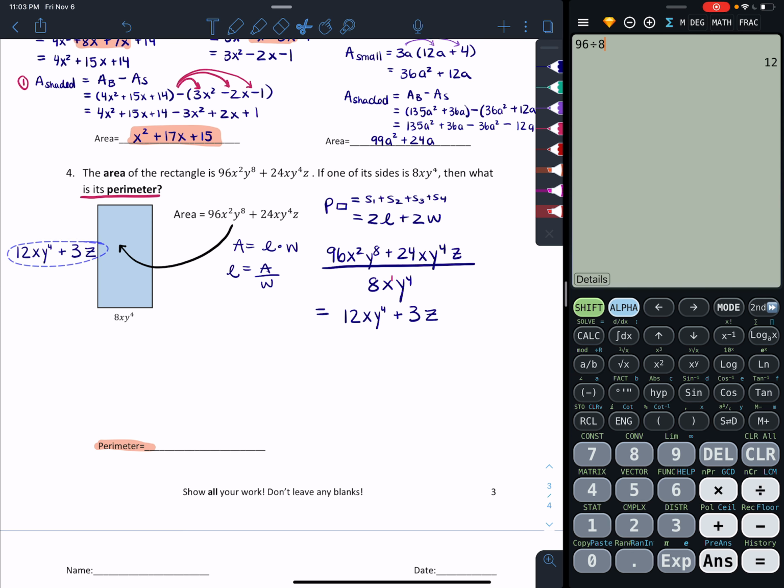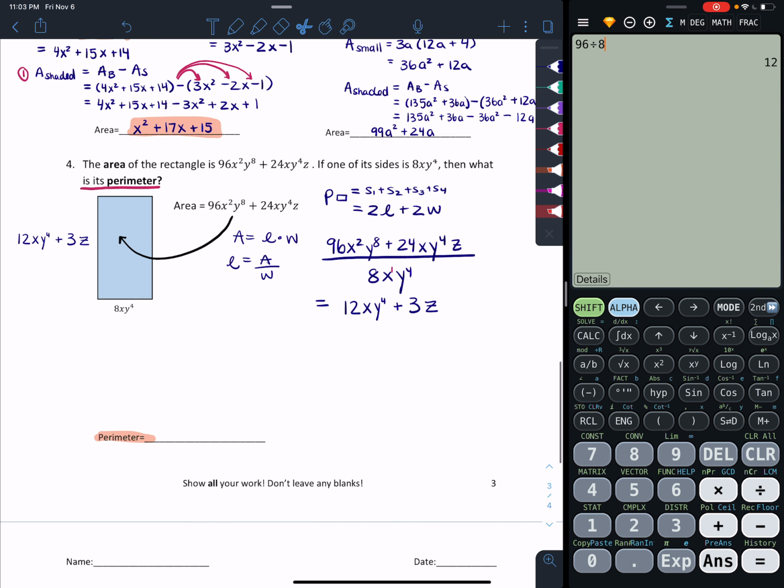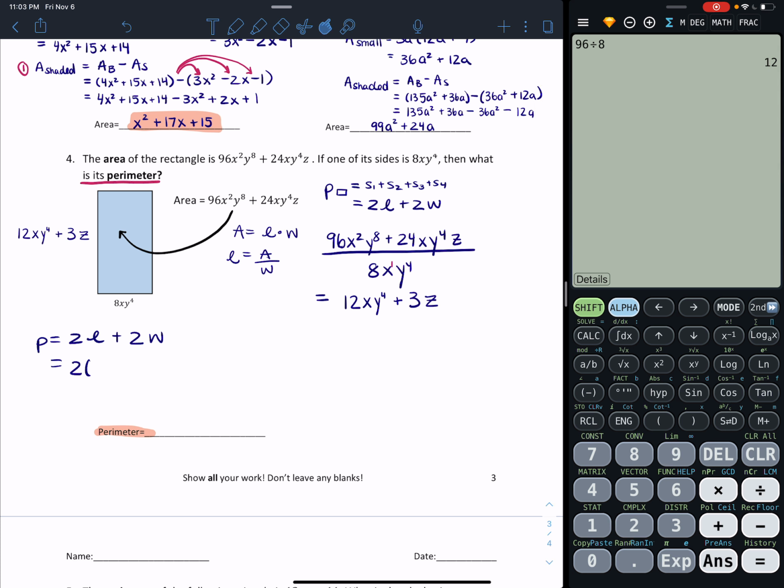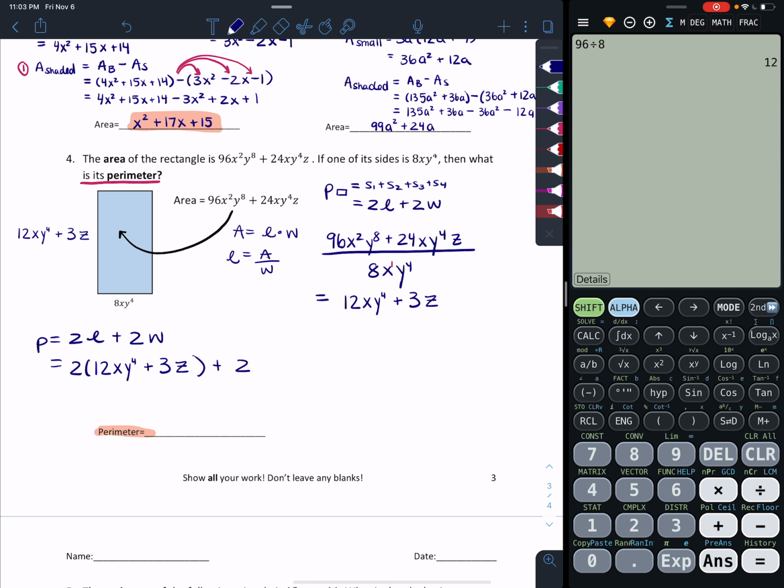So we have this here as our length. And now we can figure out our perimeter. So our perimeter, 2 of these plus 2 widths. Plus 2 times 8xy to the 4.